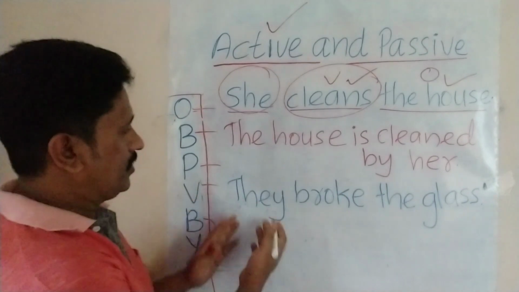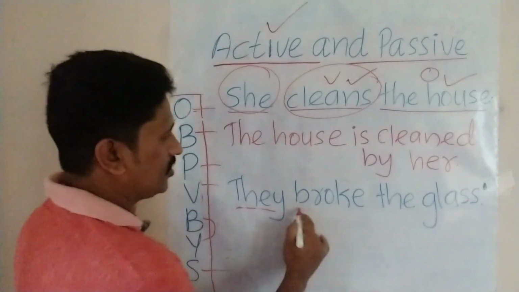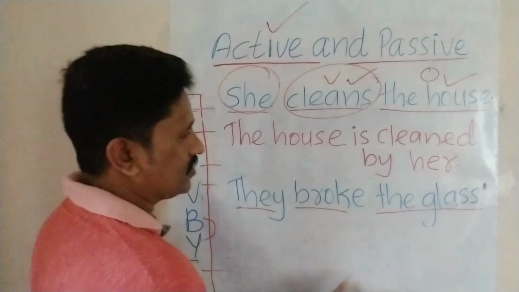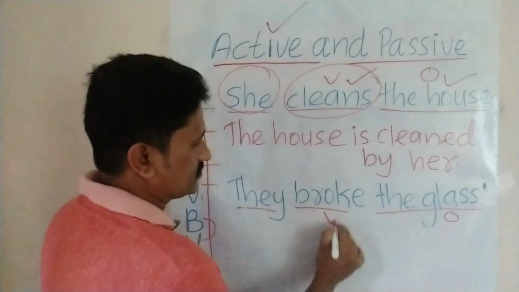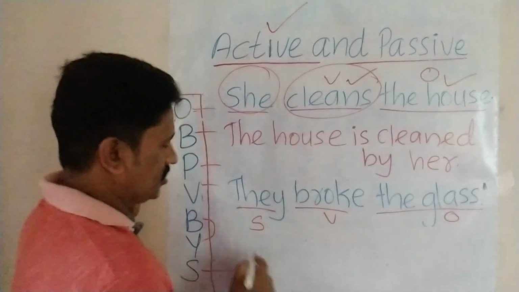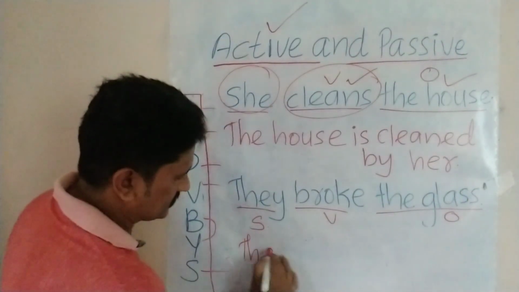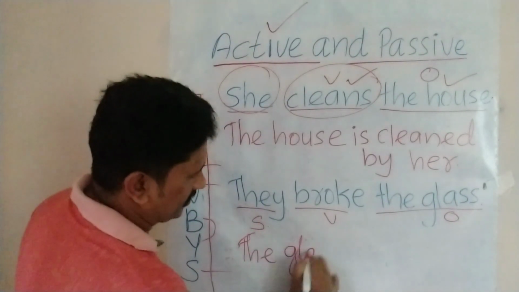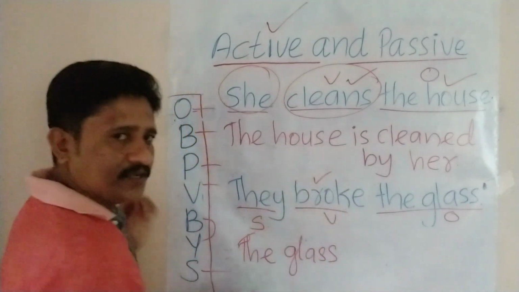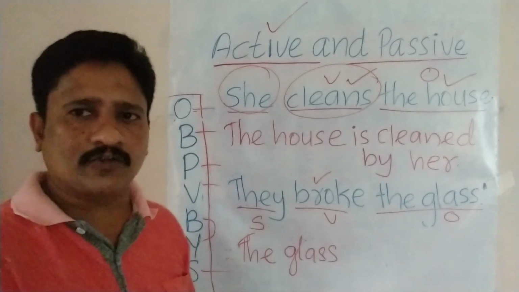Now similarly in example number 2, they broke the glass. Okay, so this is the object, this is the verb, and this is the subject. So we follow this step, begin with the object. So the glass, okay, begin with the capital letter. The glass, okay, broke is the past tense of break.